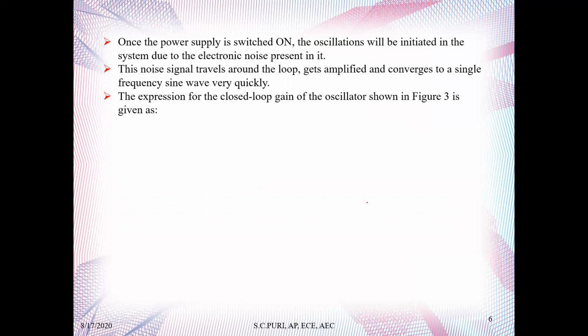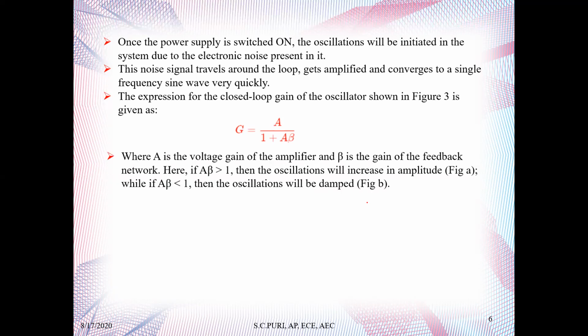The expression for the closed loop gain of the oscillator shown in figure 3, the previous figure we were talking about, is given as G = A/(1 + Aβ), where A is the voltage gain of the amplifier and β is the gain of the feedback network.